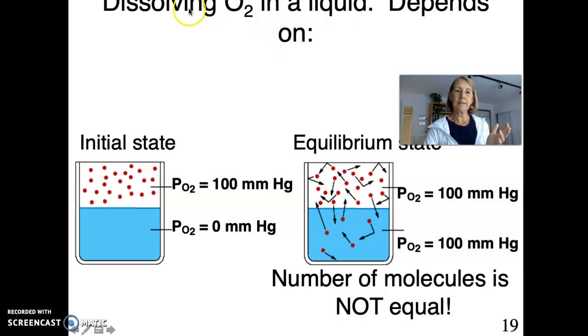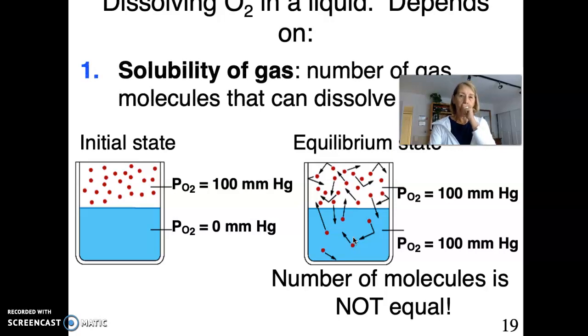So this cut off a little bit: dissolving oxygen in a liquid. If we had oxygen here at 100 millimeters of mercury, let's say, and you put it in contact with water, how much of it is going to dissolve? Well, a certain amount of it dissolves, but notice that the pressure here is going to be different, so we don't have an equal number of molecules when it is in a state of equilibrium. No more is going to dissolve. That's equilibrium, but the number of molecules is not the same. That's important to know.